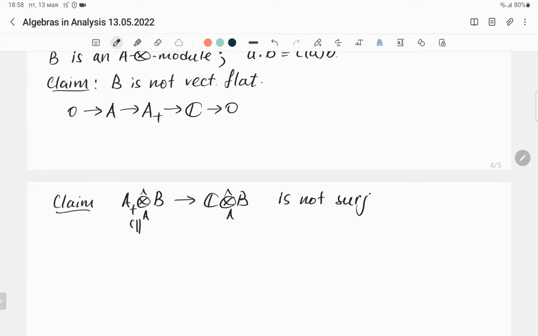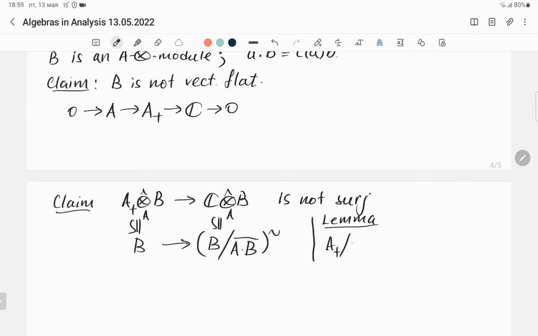Well, the first space here is canonically identified with B, and the second one is canonically identified with the completion of the quotient of B modulo AB. And this arrow becomes the quotient map. Why is it so? This follows from the next simple lemma, which can be proved in exactly the same way as in the Banach case. If we take a closed right ideal I in the unitization of some topological algebra, take the completion, and then take the projective tensor product by an arbitrary left topological module X, this is topologically isomorphic to the completion of the quotient of X modulo IX.